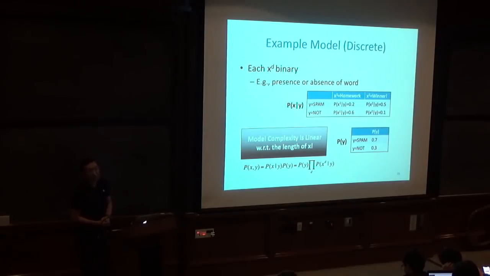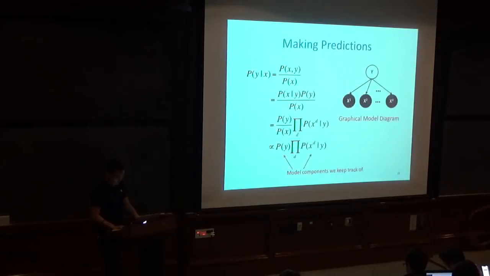In particular, the model complexity, so the number of parameters in this model, is linear with the length of x rather than exponential. All right, so let's look at how we make predictions.